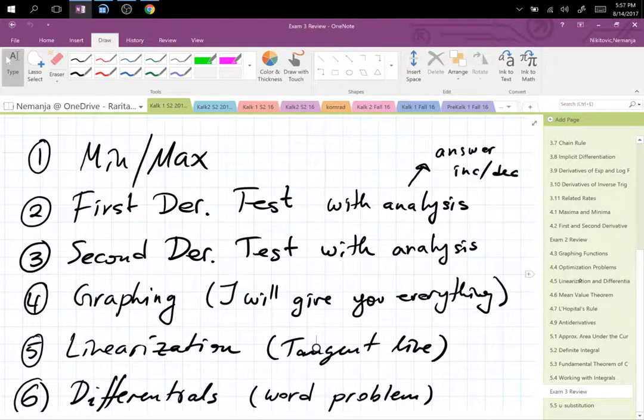Are you going to give us like the first derivative, and then we'll have to figure it out from that? No. Or are you just going to tell us it's increasing on this?